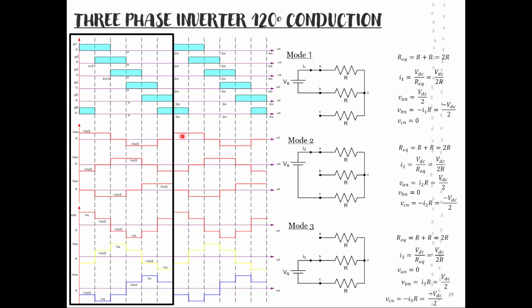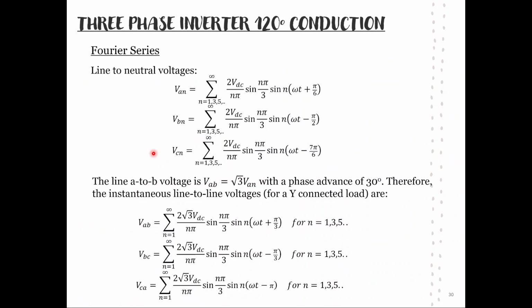Basically the waveform here shows you two cycles. You can see from 0 to 4 pi. The analysis that we did previously is for one cycle, because the same thing will repeat for the next cycle. And then this is with regards to the equations on three-phase inverter with 120-degree conduction. This is for the phase voltage and your line-to-line voltage.